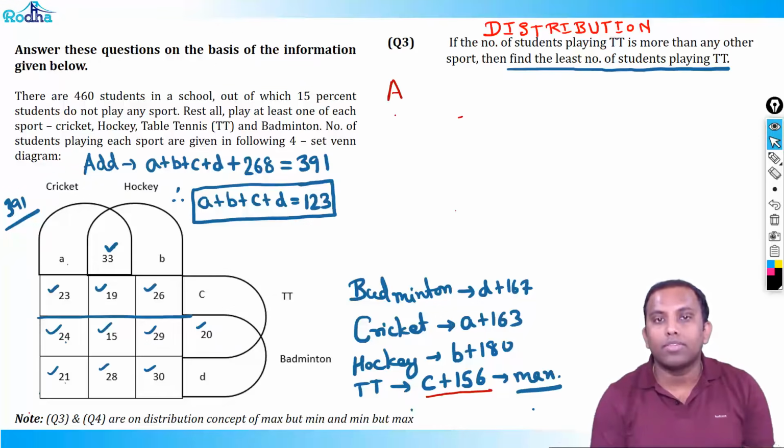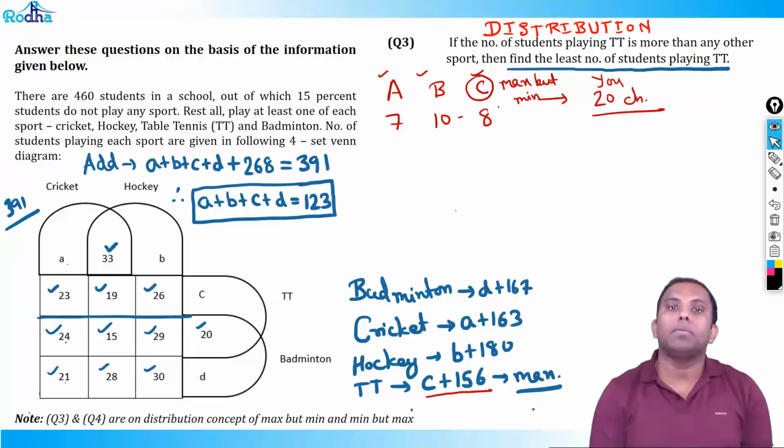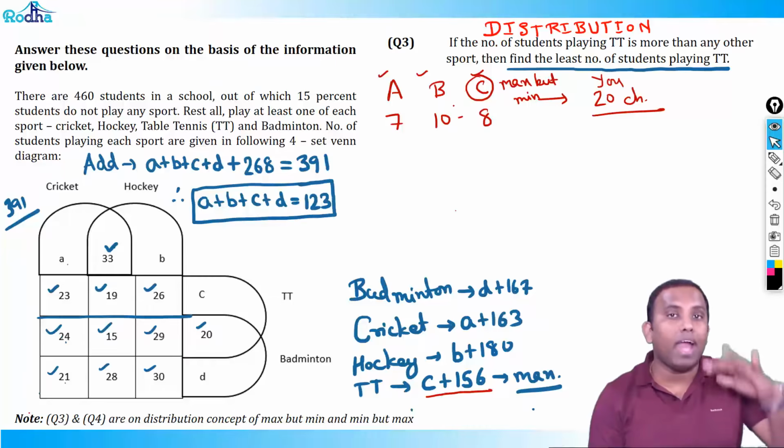Suppose A has got 7 chocolates, B has got 10 chocolates, and C has got 8 chocolates, right? What you want is, you have got 20 chocolates in your hand. You want to distribute these 20 chocolates to A, B, and C such that C gets that maximum but minimum number. That means C should have the maximum number among all three, but that number should be as small as possible, right?